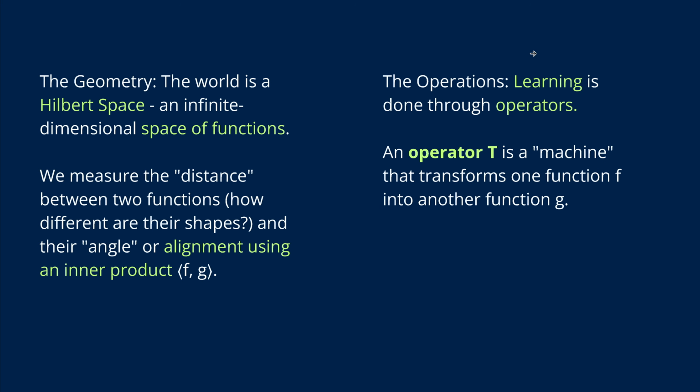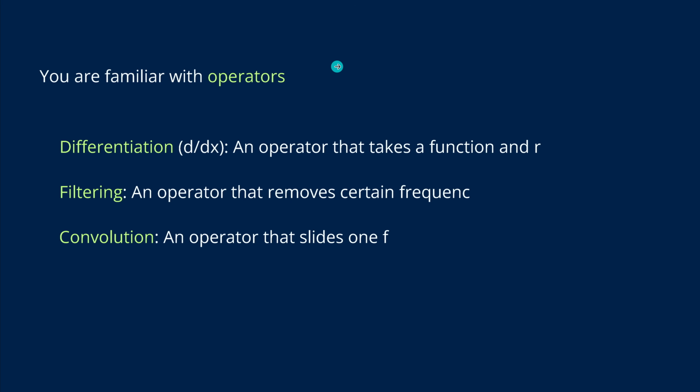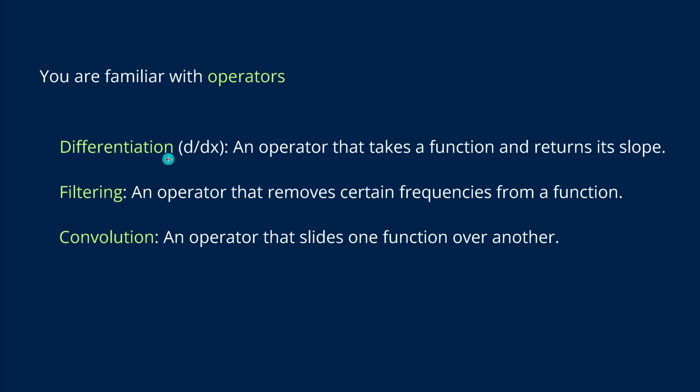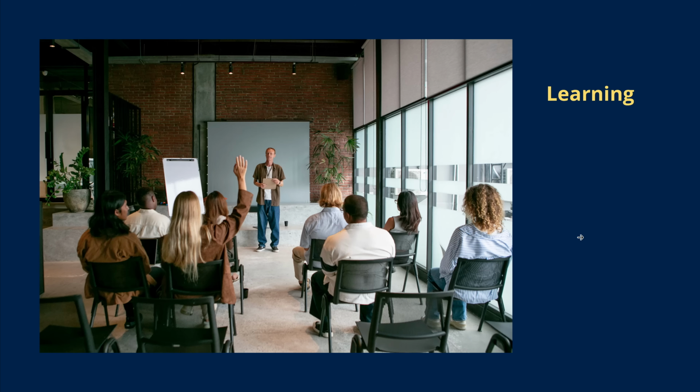The learning process itself is done through mathematical operators that operate in this new mathematical space given new mathematical axioms. So an operator, let's call it T, is now a particular machine that transforms one function f into another function g. Remember in the classical AI system where we had input and output, now we have input function and output function. And you are familiar with operators. In my videos I talked about differentiation, about filtering, about convolution. All of these are simply operators in a more interesting mathematical space where we have more mathematical power, where we have more performance.